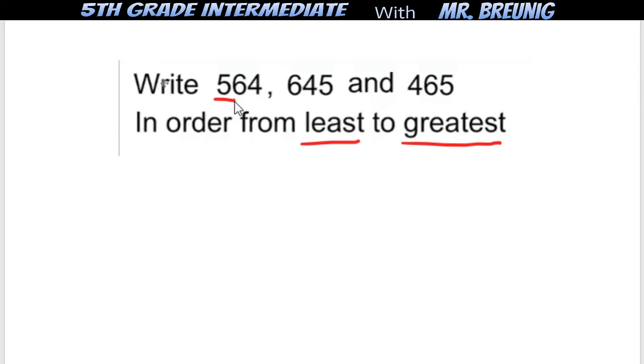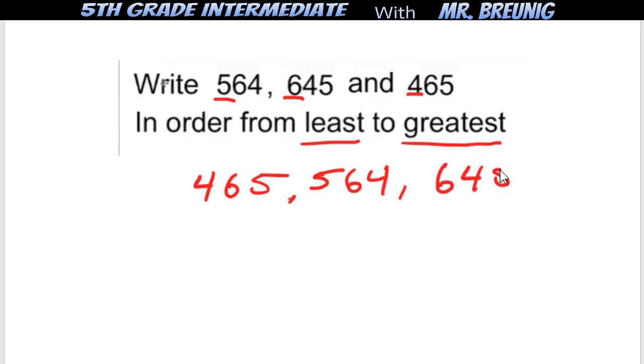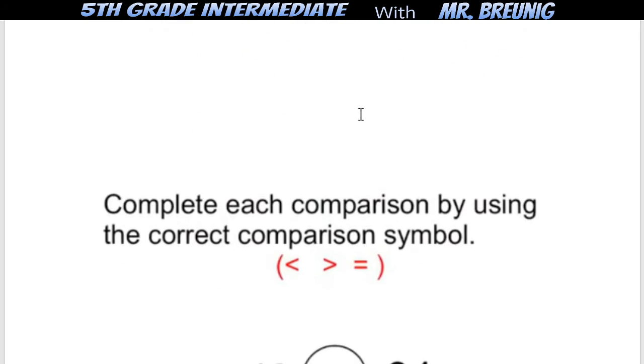Let's look at this digit here. That's a 5, a 6, and a 4. Now, this one's actually pretty easy. Just by looking at these, I can tell which of these digits is the least, and that's the 4. So we're going to start out with 465. The next biggest digit between 6 and 5 is going to be 564. And of course, the last, the largest, is going to be 645. That was pretty simple. I think you can handle that.